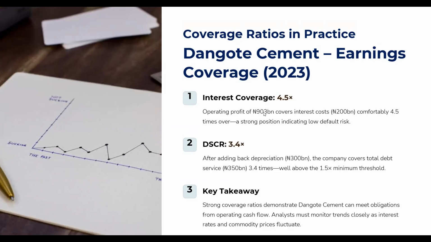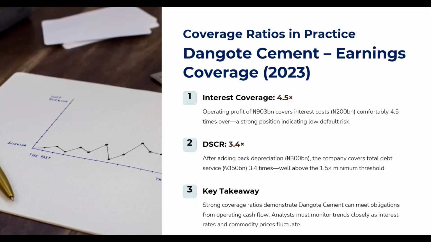That gave us 1,203. So 1,203 divided by 350, which is the total debt service. The total debt service is 350. That gives us 3.4. Now, the minimum threshold for debt service coverage ratio is 1.5. So 3.4 times is much better. Yes, it's actually better. So that's that.